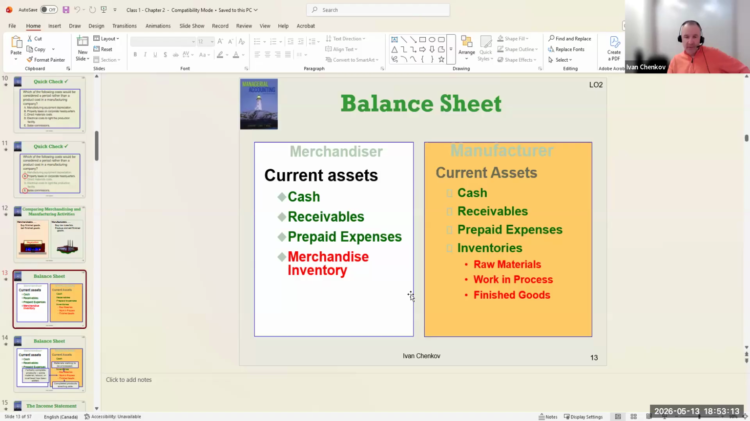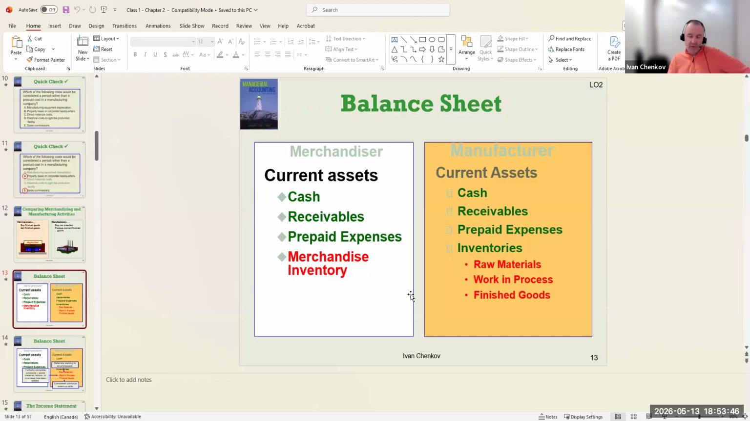On the merchandising company, we're going to have assets, merchandise inventory. Now in a manufacturing company, we're going to have assets, and then under inventory, we're going to have first raw material. Then we're going to have work in process, because we're going to have some material which somebody started working on. The end of the month comes, and we're going to leave it there, and we're going to count it as work in process. And then we're going to have finished goods.